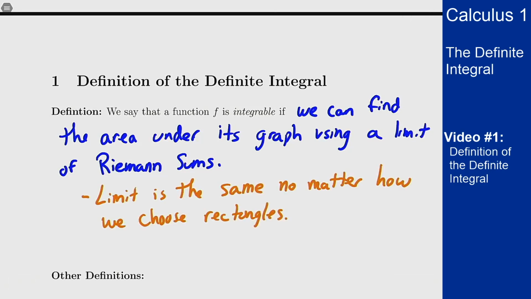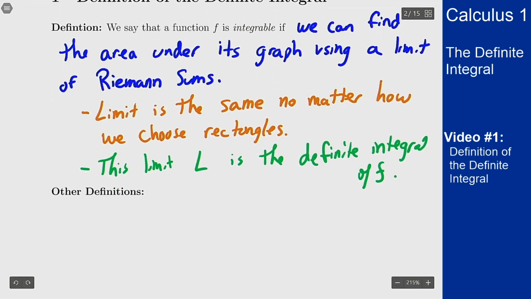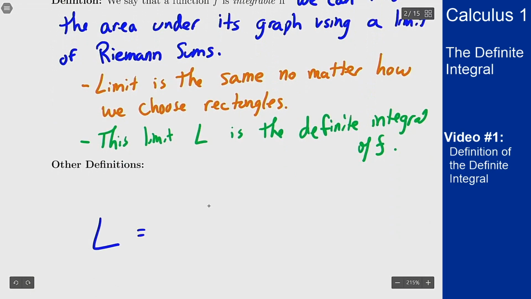And in this case, the limit we get, which we'll call L, is the definite integral of f over the desired interval. Notationally, we write this as L equals the integral from a to b of f of x, with a to b telling me the interval over which I'm finding this area.